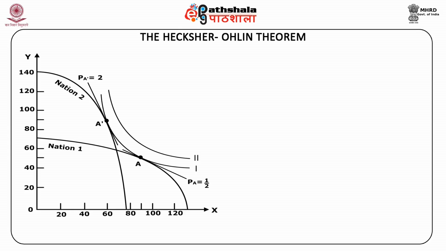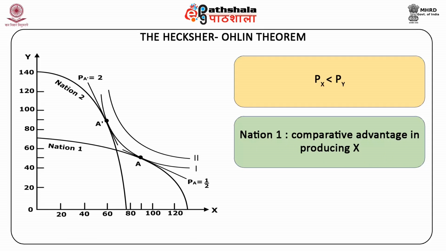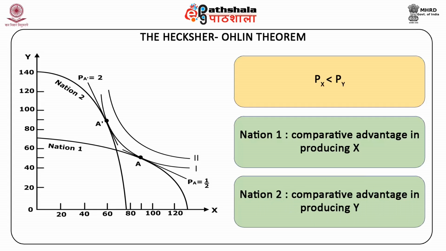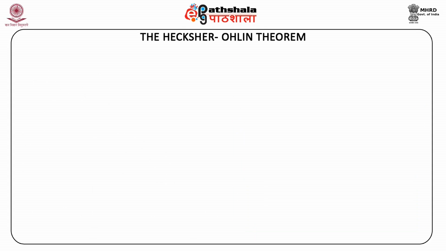From the above diagram, it can be clearly seen that the price of X is less than the price of Y. This means Nation 1 has a lower price for commodity X and thus holds a comparative advantage in producing commodity X. Similarly, Nation 2 has a comparative advantage in commodity Y. Now let us look at how equilibrium is achieved when two nations trade with each other.